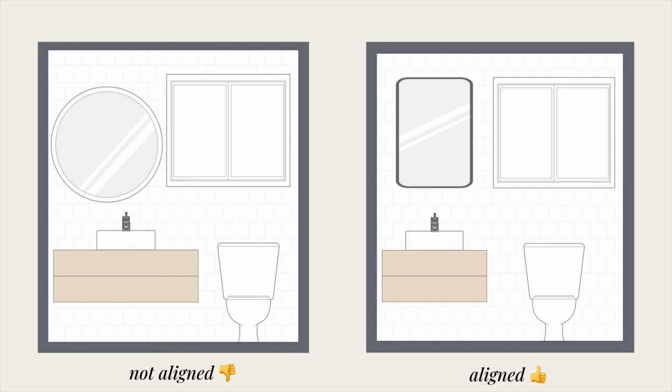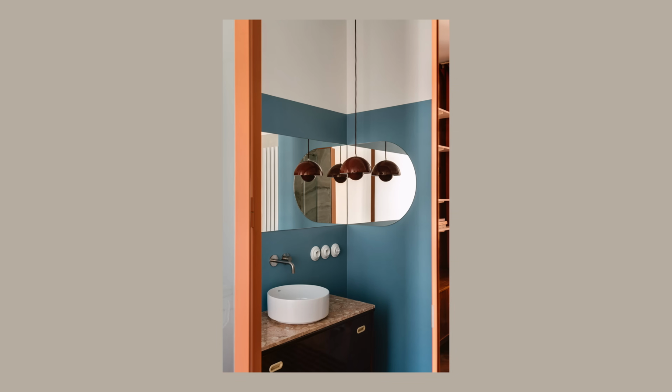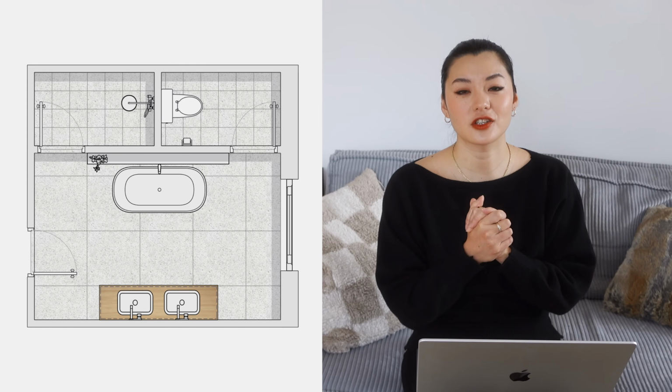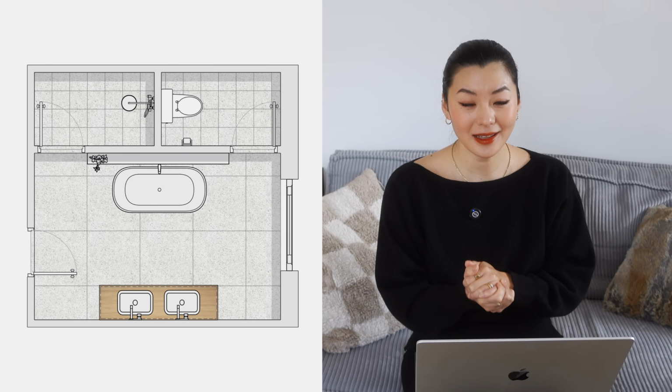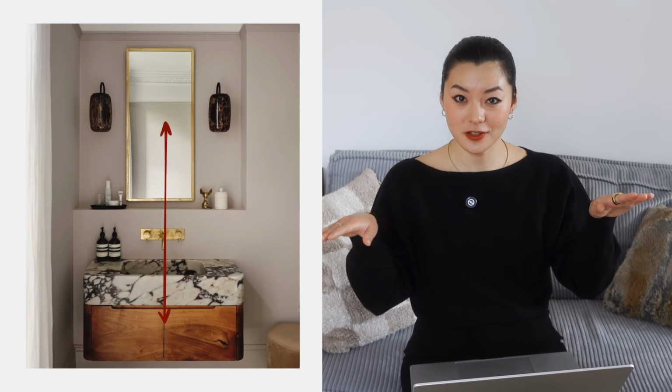But obviously there are exceptions to everything. Intentional asymmetry is completely different from accidental misalignment. The mirror in this bathroom is off-center and the vanity isn't centered to the wall, but it works beautifully because it's clearly designed this way. So to make your bathroom look as luxurious and expensive as you can, aim for a sense of symmetry and alignment for all of your objects, both horizontally and vertically, unless you're deliberately going for an asymmetric look.